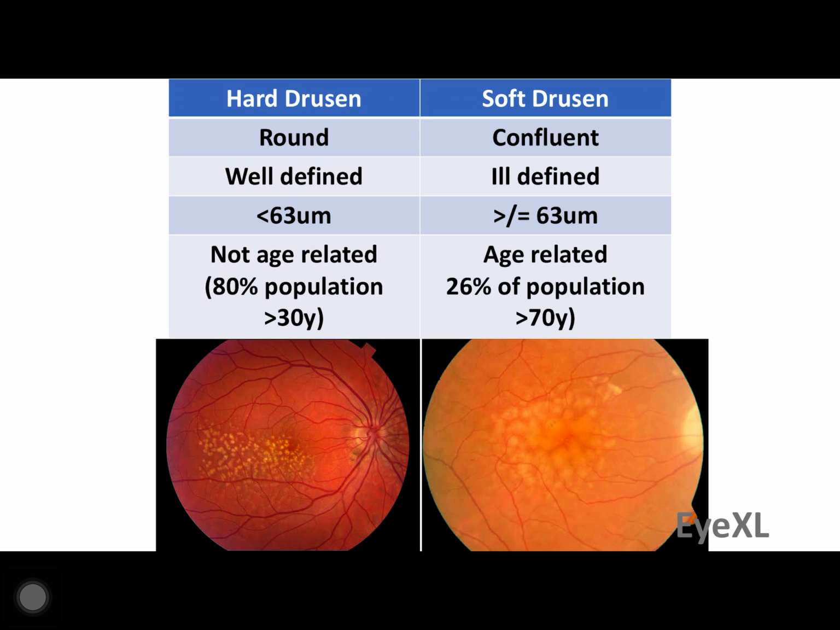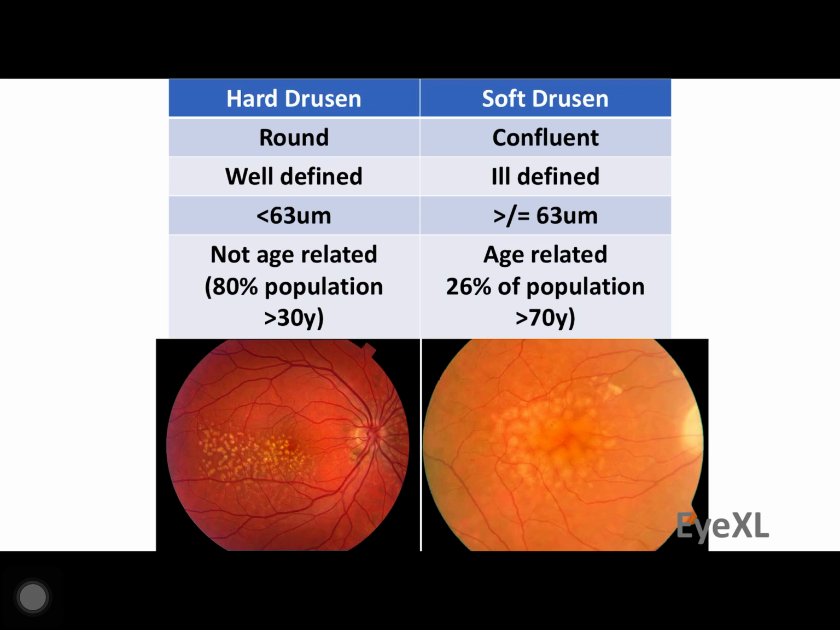Hard drusens have well-defined margins, that is why they are called hard, because they appear hard, whereas soft drusens appear very soft and ill-defined. Hard drusens are usually small in size, whereas soft can be small, medium or large. Any size is possible because now they become confluent, so it can take any size that is possible.